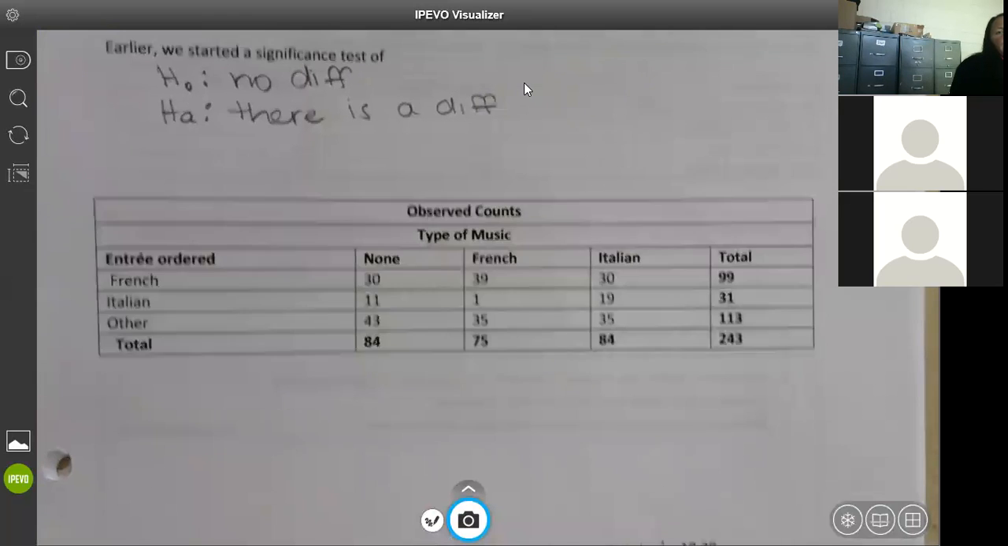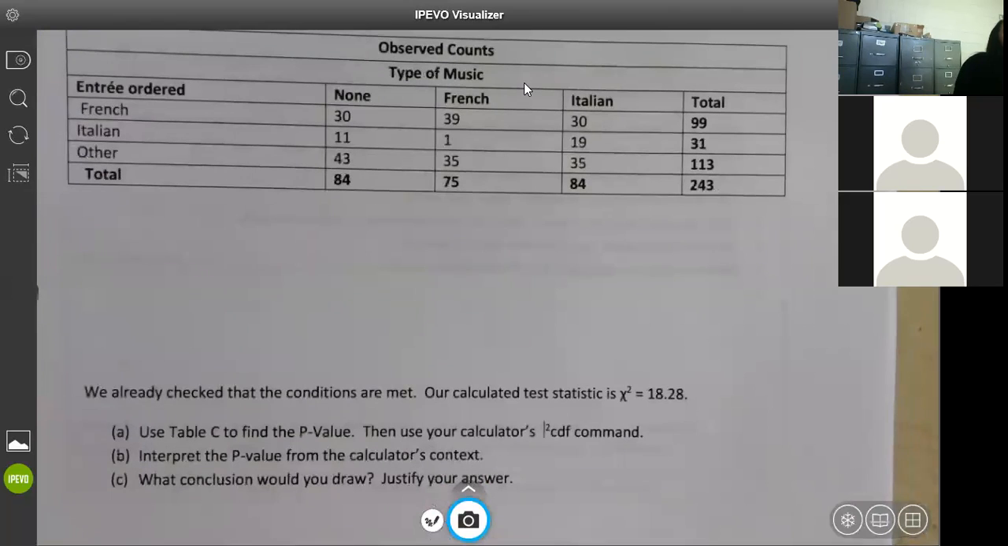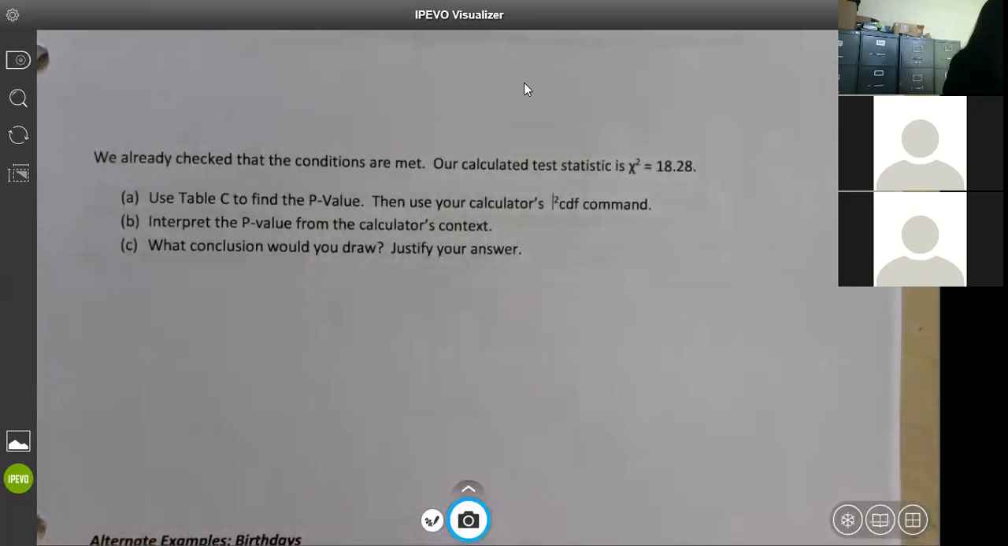All right, so there's a big gap there. Don't worry about it. It's just jacked up. I don't know why. We already checked that the conditions are met and our calculated test statistic was 18.28. We just did that. So it says use table C to find the p-value. So we did that yesterday, not yesterday, but the day before.